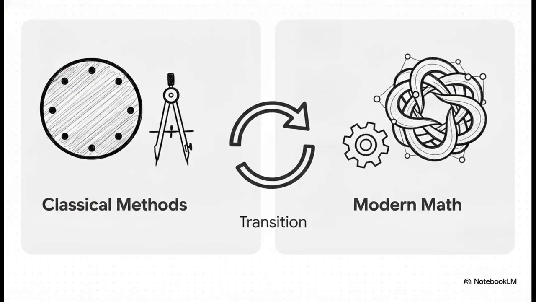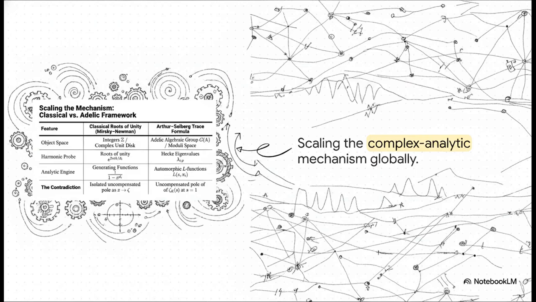So it actually turns out that the core strategy being used here is surprisingly identical to some older, much more familiar concepts. Think about finding roots of unity on a complex unit disk using generating functions. It's the exact same idea. We are really just swapping out the tools. Looking at this comparison, you can see how the modern machinery is doing the exact same job, just scaled way up. Where the classical method uses generating functions to force an isolated pole, the Adelic framework uses automorphic L-functions. It uses them to search for uncompensated poles across the entire automorphic spectrum.